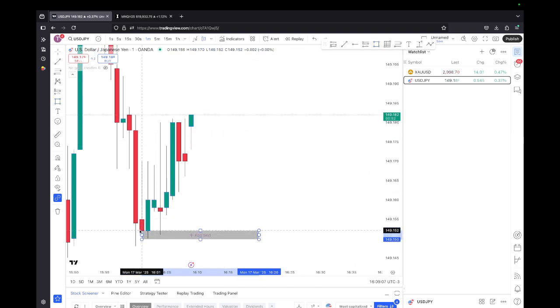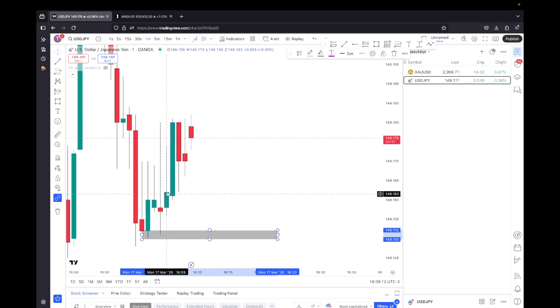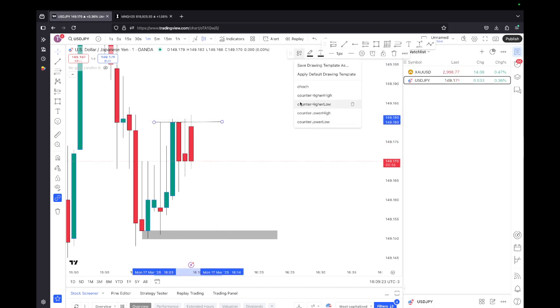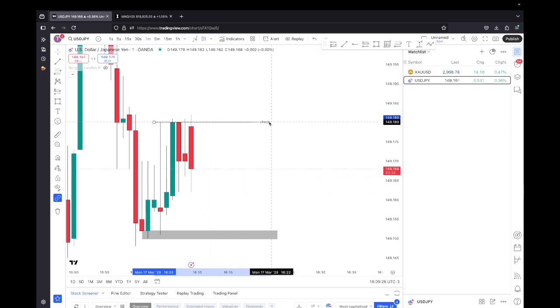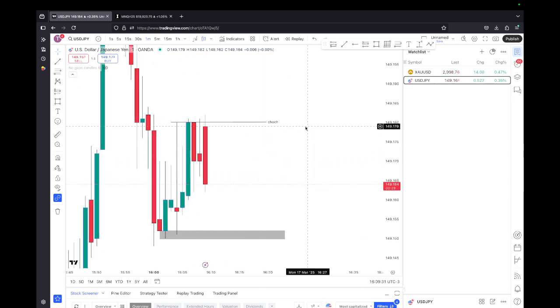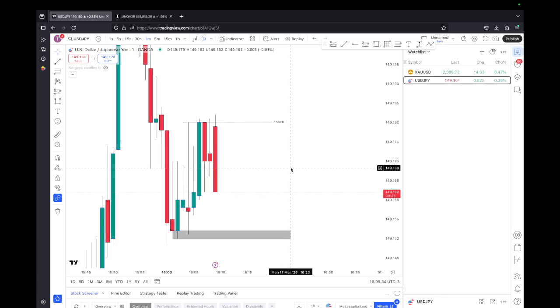We see another rejection off of this zone right here, and then a bullish candle formed, right? So this was the last resistance. So this resistance has to be broken. I need to see a break of this area here to consider buys. So that is where I'm at on USD JPY. So I'm looking for a bullish example.